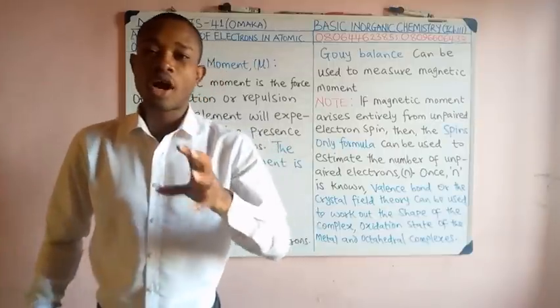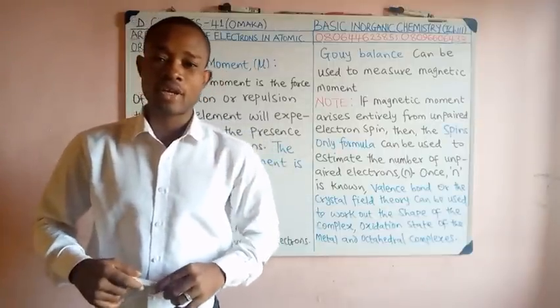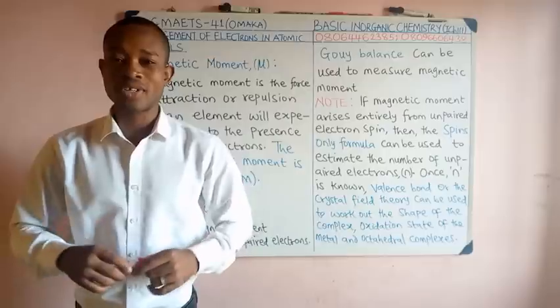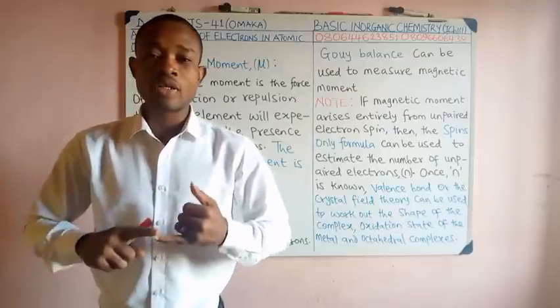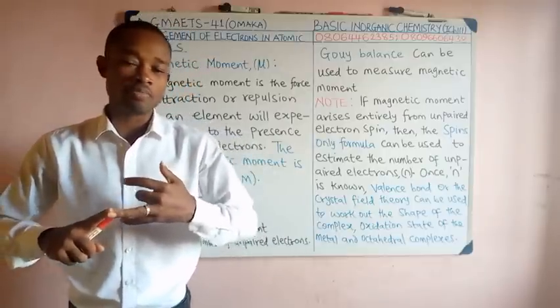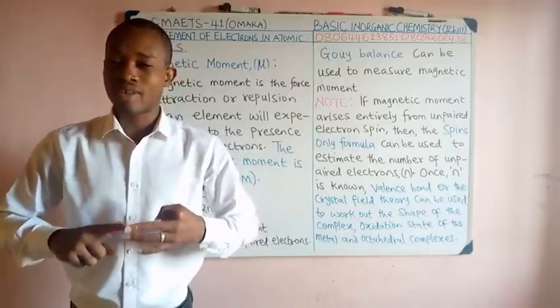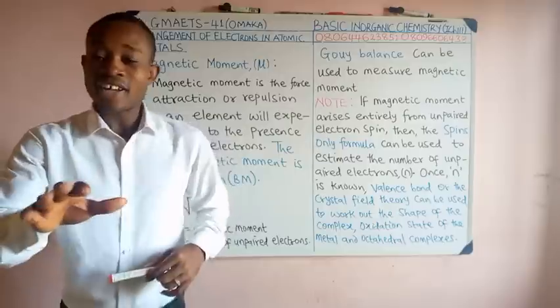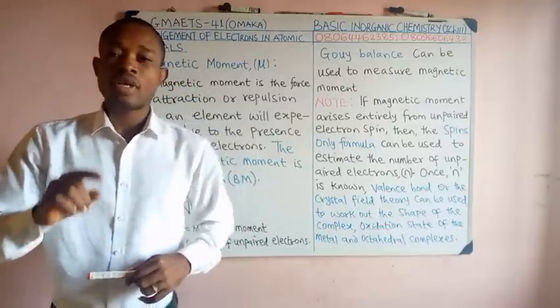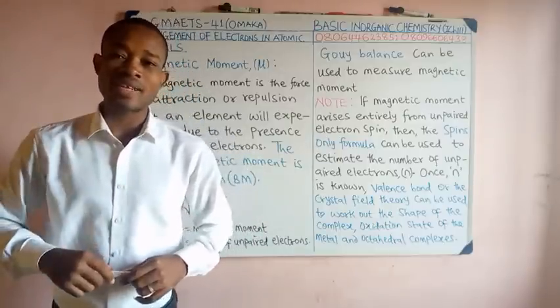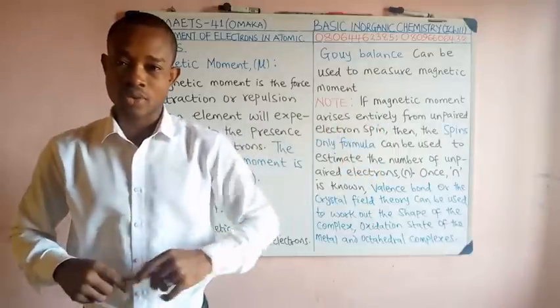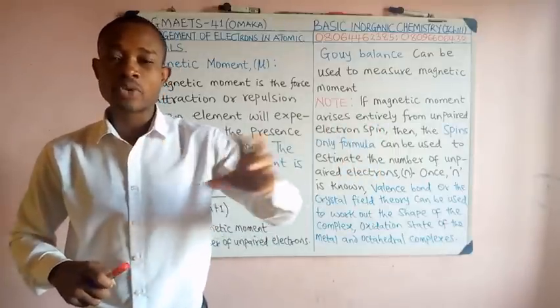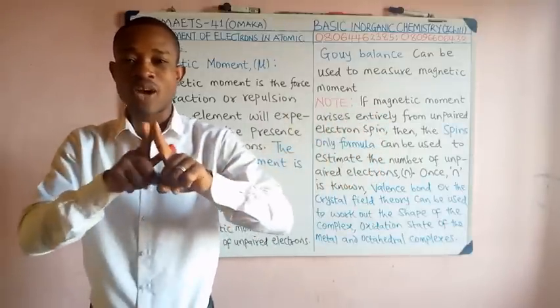Previously, we discussed the principles of filling electrons into atomic orbitals. We looked at the Pauli's exclusion principle, we talked about the Aufbau principle, and we discussed Hund's rule of maximum multiplicity. Under Hund's rule of maximum multiplicity, the key point derived from there is that in filling degenerate orbitals, these orbitals are filled with single electrons first before you can start what?